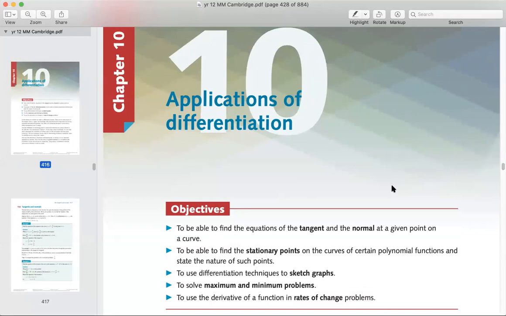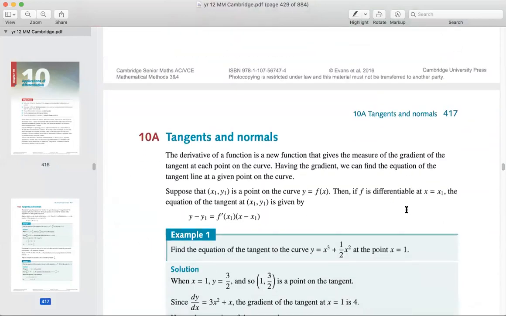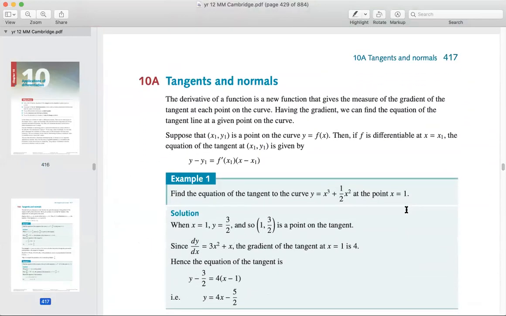So for this part, of course, we're going to first learn what is meant by tangent and normal, and then what we mean by stationary points. Then later the maximum minimum problem, and last is rate of change. So let's do it, and hopefully you can cover more than I planned for today. And first one, 10a, tangent and normals.